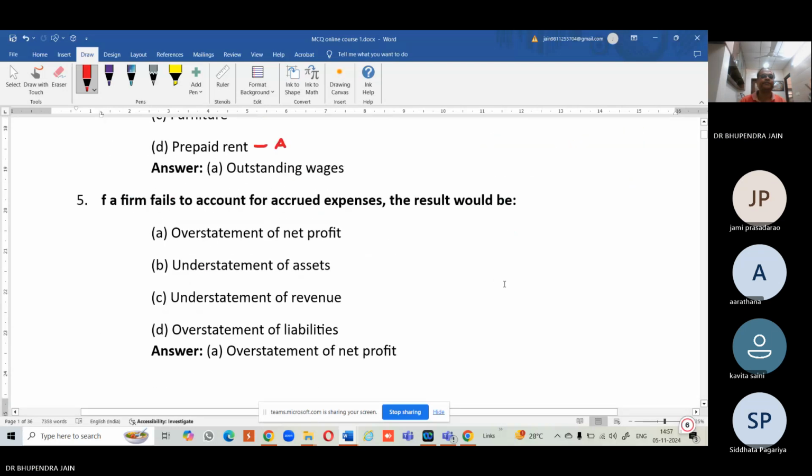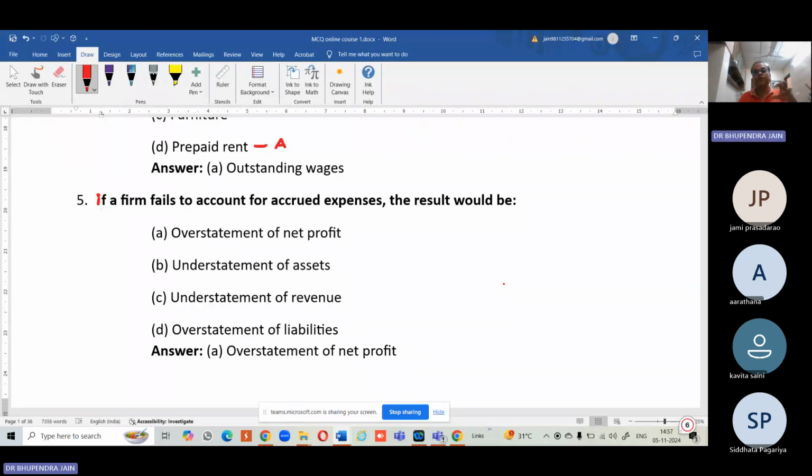Next. If your firm failed to account for accrued expenses, the result would be, if you fail to record the accrued expenses, overstated net profit? Yes. Understated? No. Understatement of revenue? No. Liability? No. So now this is the correct answer.